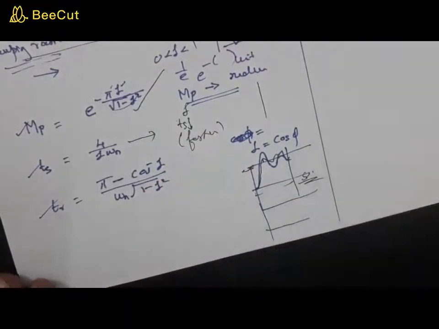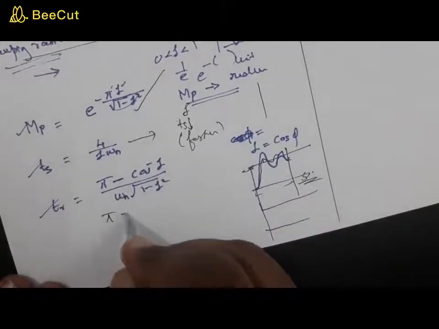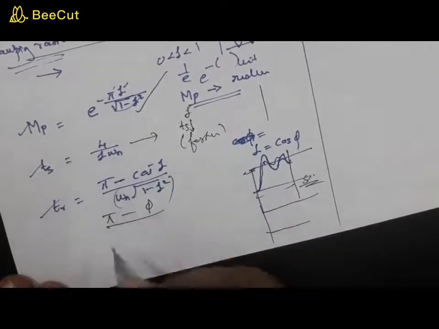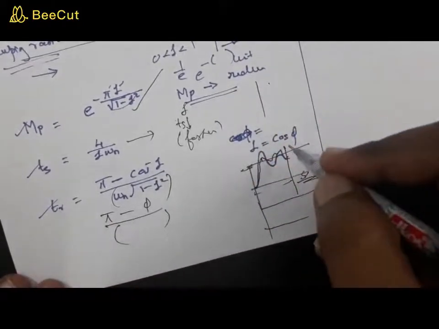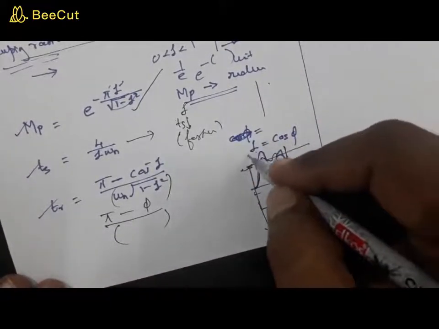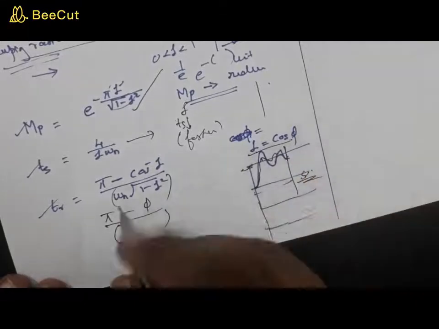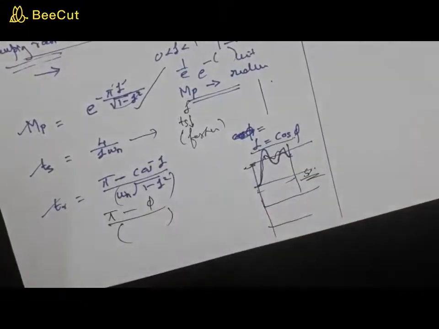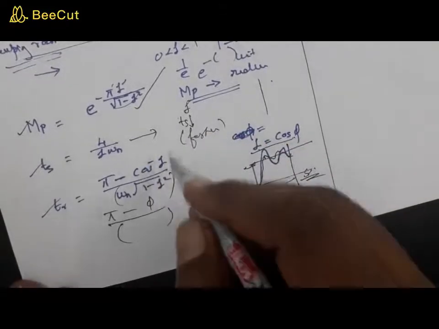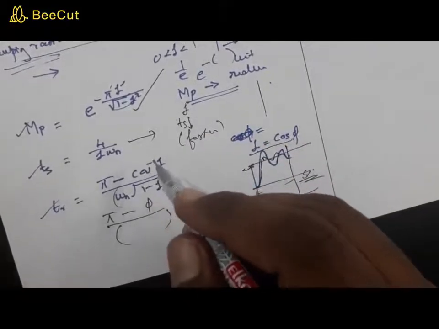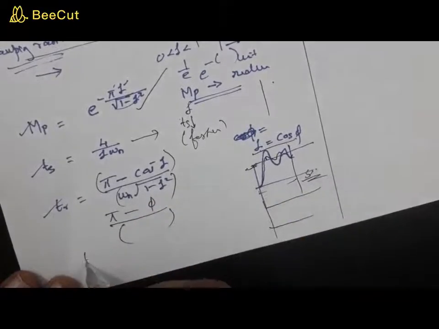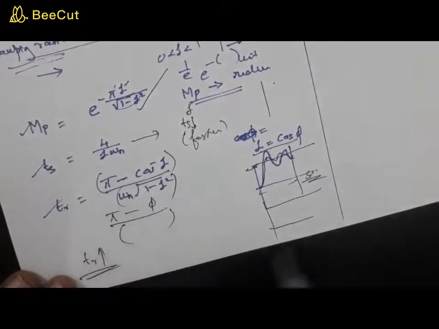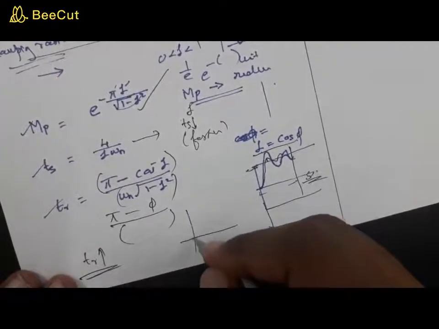And what about tr? We know that tr is given by pi minus phi by this thing, right? What is phi? Theta is equal to cos phi, or from this you will get phi as cos inverse theta. Now as theta increases, what happens to cos inverse? Cos inverse reduces, or effectively tr increases, right? That is a drawback. So the rise time increases.